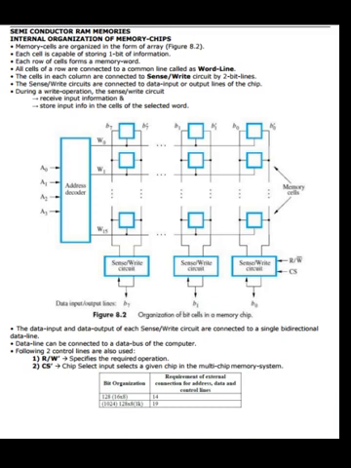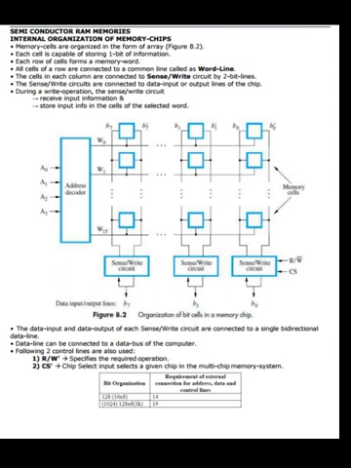Now let us see semiconductor RAM memories. Internal organization of memory chips. Memory cells are organized in the form of an array. See figure 8.2. Each cell is capable of storing 1 bit of information. Each row of cells forms a memory word. All cells of a row are connected to a common line called a word line. The cells in each column are connected to a sense/write circuit by two bit lines. The sense/write circuits are connected to the data input or output lines of the chip.